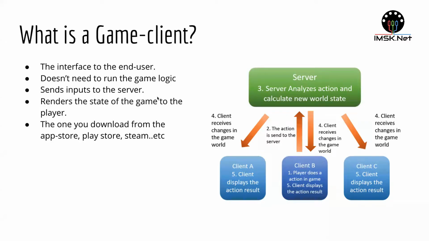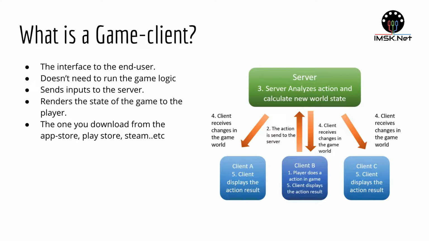Okay. So what is a game client? This is the interface, the end interface for the end user, right? It doesn't necessarily need to run any of the game logic. This is where it differs from P2P. None of the clients have any of the game logic. None of the score is getting calculated, where I'm getting shot at, where my position is at. None of the physics system, nothing is getting calculated on the client. So basically they remain a dumb client.